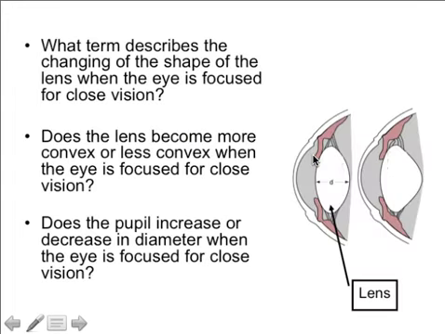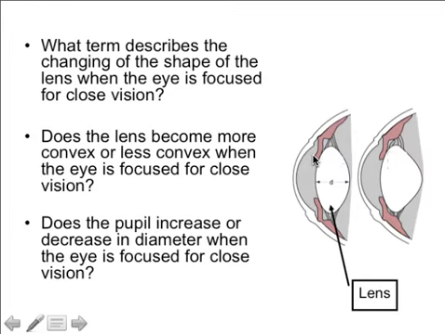What term describes the changing of the shape of the lens when the eye is focused for close vision? And the answer is accommodation. Next question, does the lens become more convex or less convex when the eye is focused for close vision? And the answer is more convex.